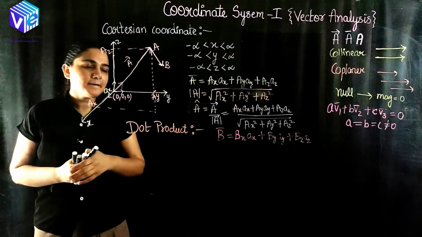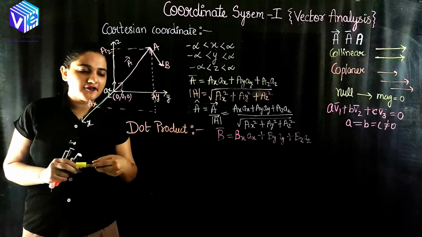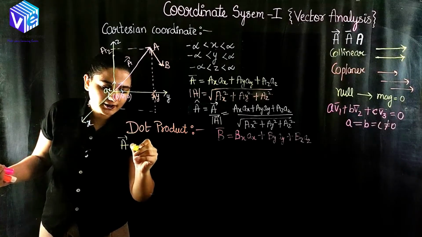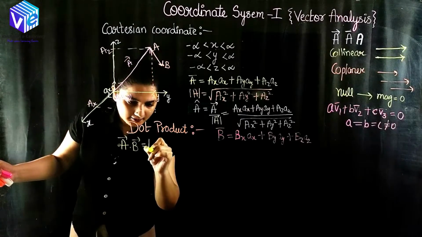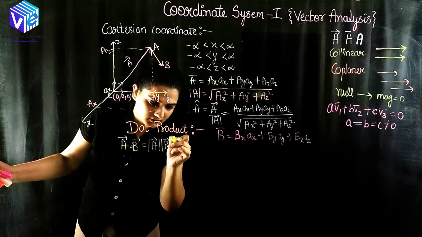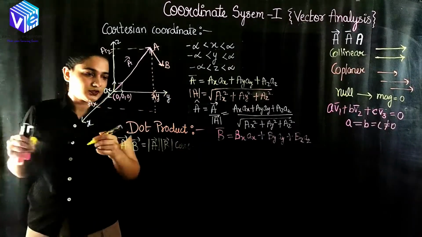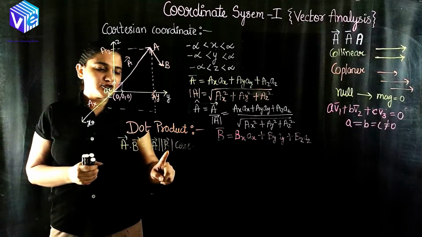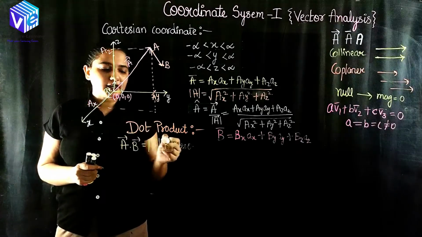So this is my B vector. Now if I have to do the dot product of A vector dot B vector, it is represented by a dot in between A and B, and its formula is magnitude of A multiplied by magnitude of B multiplied by cos theta. So this gives me A vector dot B vector.